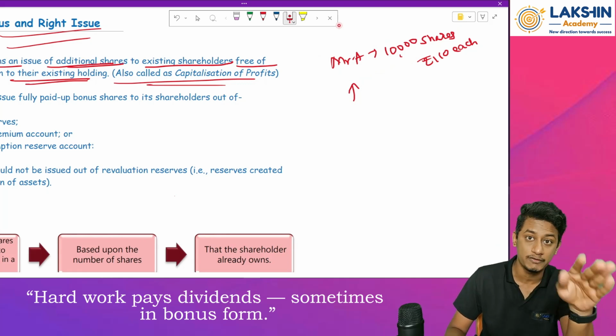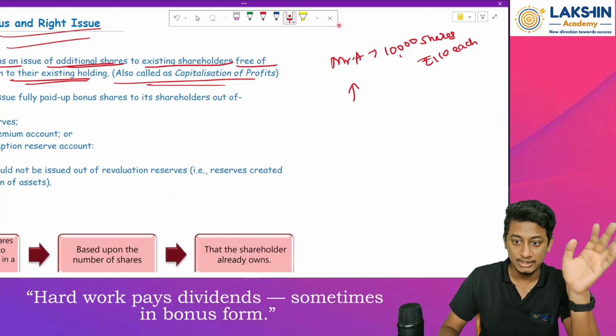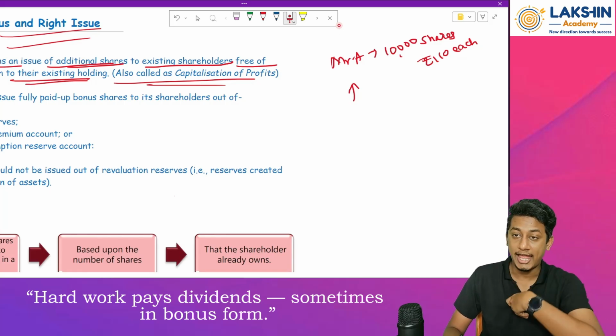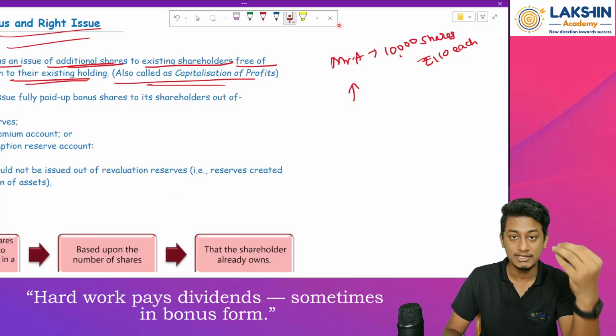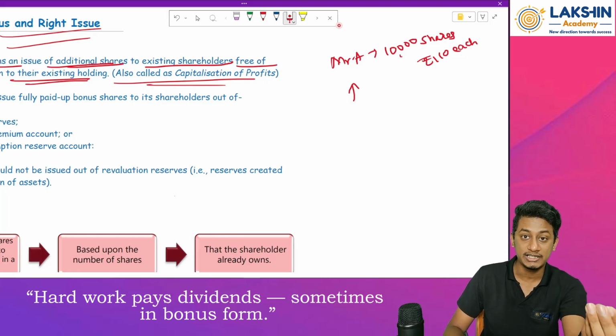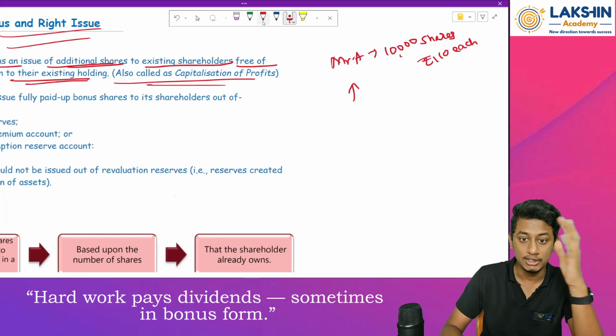And this is not an option given to you. This is mandatorily given to all the shareholders. Clear? You cannot accept or reject the offer over here. Once the company announces a bonus, every shareholder who has the company's previously issued shares will get a share. Now comes the ratio.